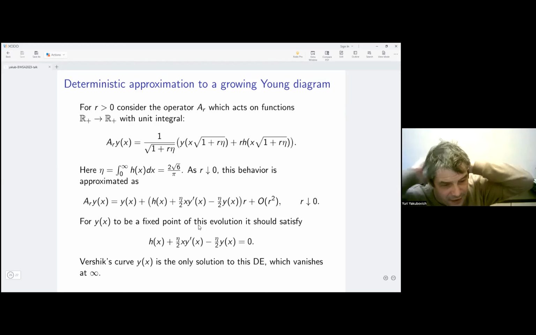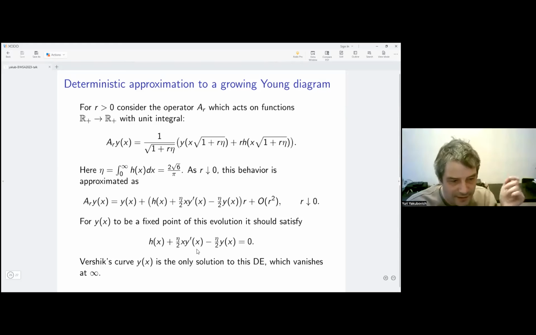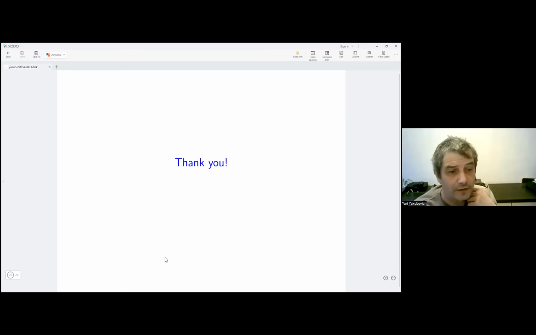Actually, this differential equation isn't very difficult, so you can write an explicit formula for the solution for any function h. Okay, so I think I should stop.